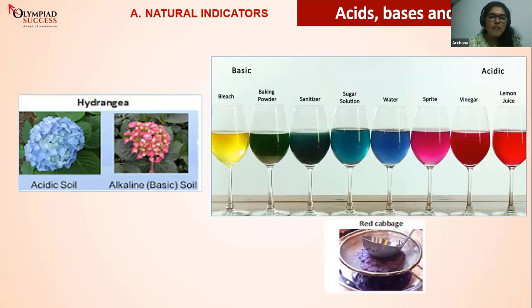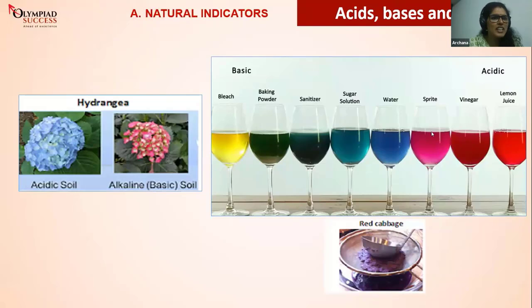We also have something called red cabbage. The regular cabbage, the lettuce which you see, is yellowish white in color, isn't it? So there is also a red cabbage which is available, which will give you different colors based on the amount of acid or base present in it, right? So if you see here, the sugar solution is blue in color, right? The bleach is giving deep yellow color. Lemon juice is giving nice red color. Sprite is giving pink color.